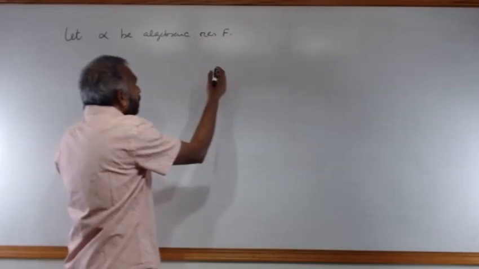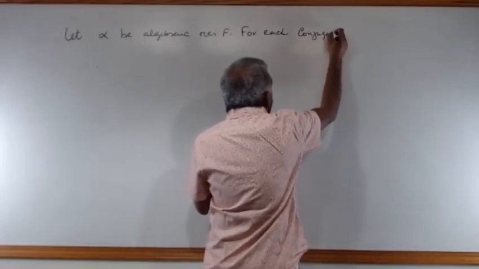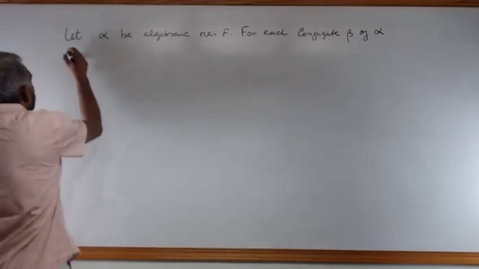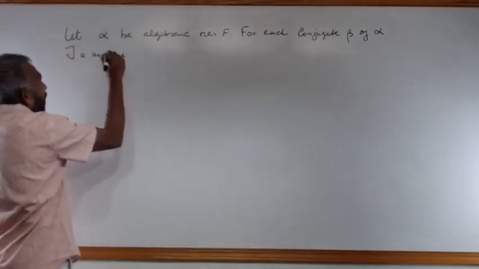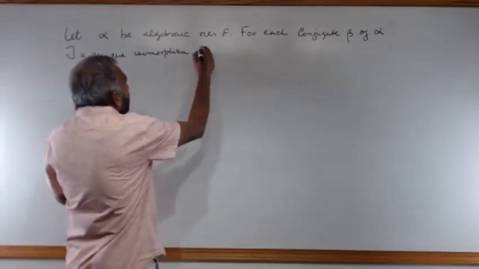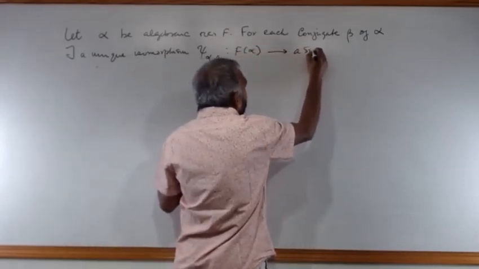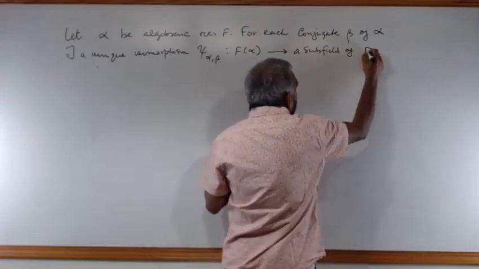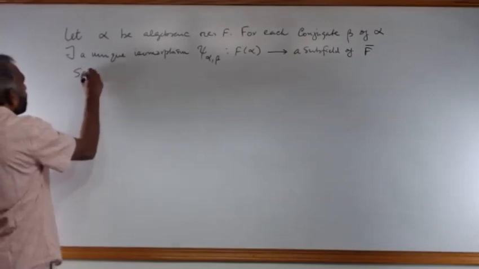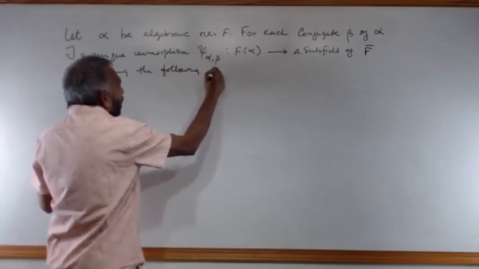more than one conjugates. So for each conjugate beta of alpha, there exists a unique isomorphism psi of alpha comma beta from F of alpha to a subfield of F closure satisfying the following properties.